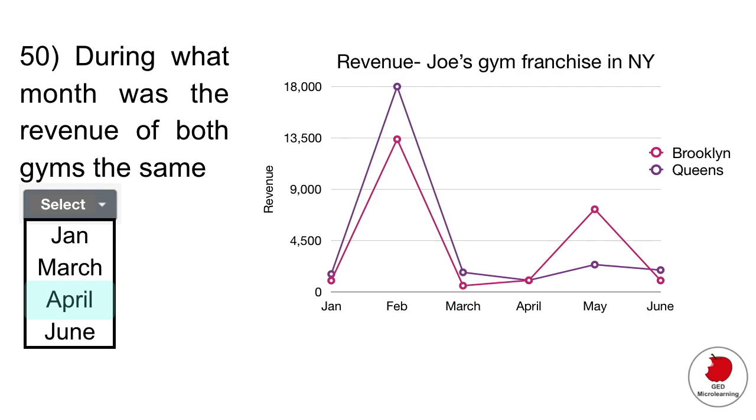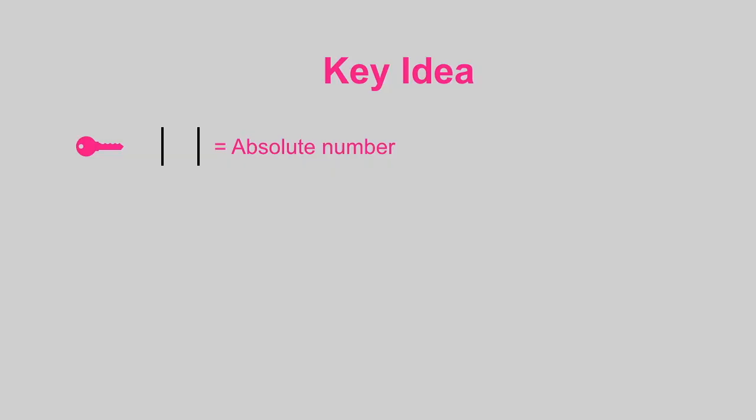All right, so one key idea from this section was the idea of absolute value. Whenever you have a number that is surrounded by these vertical bars, remember that it's going to be a positive number. So if you have a -7 surrounded by these vertical bars, it's an absolute value, so the answer is +7.